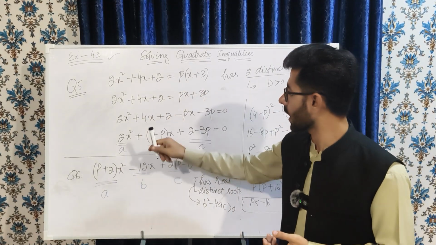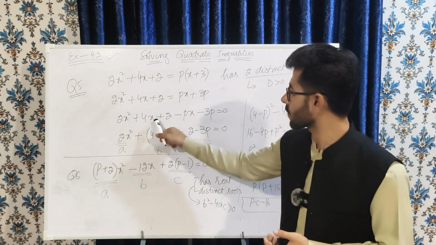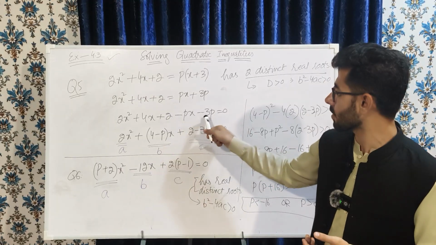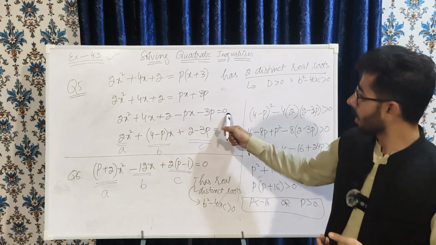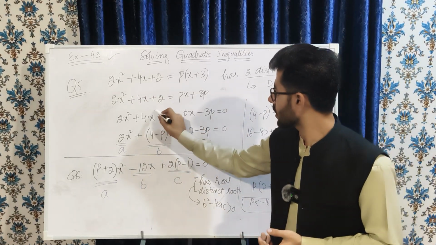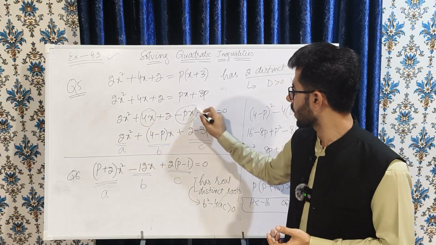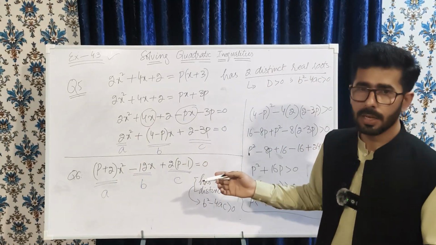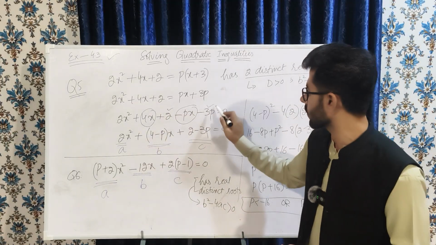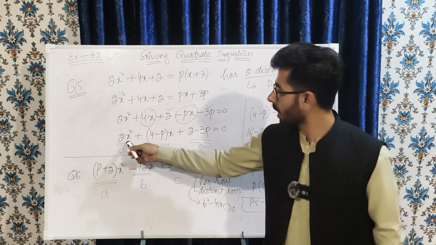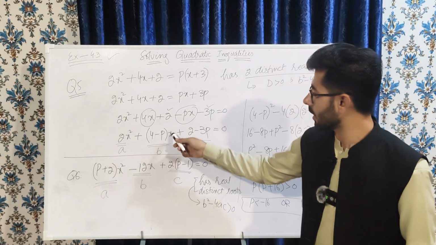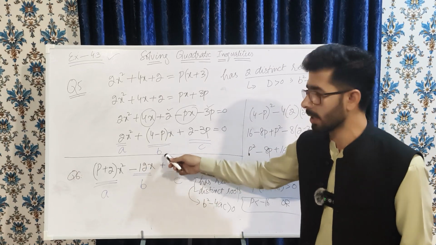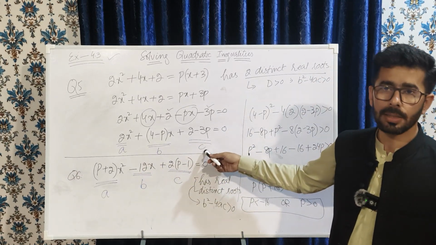We bring everything on the left side. So we have 2x square plus 4x plus 2 minus px minus 3p equal to 0. If we merge the terms that have x, we have 4 minus p multiplied with x. The rest of the terms are simple: 2 is constant, negative 3p is constant. So we have a to be 2, the b coefficient to be 4 minus p and the c coefficient to be 2 minus 3p.